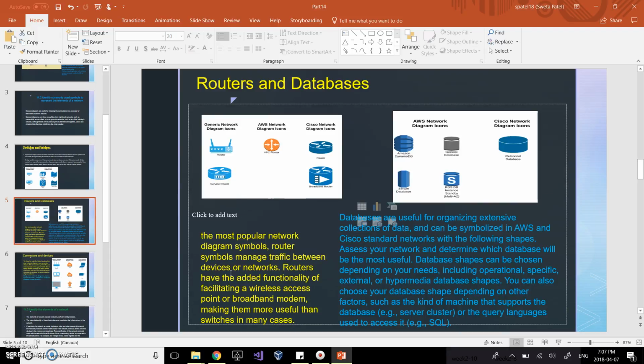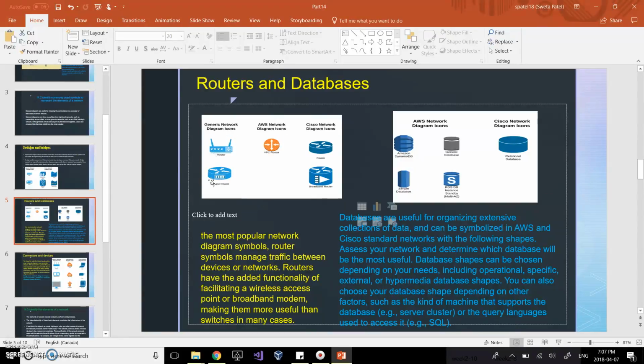Routers are the most popular network diagram symbols. The most popular network diagram symbols are router symbols. They manage traffic between devices or networks. Routers have the added functionality of facilitating a wireless access point or broadband modem, making them more useful than switches in many cases. So these are routers here.